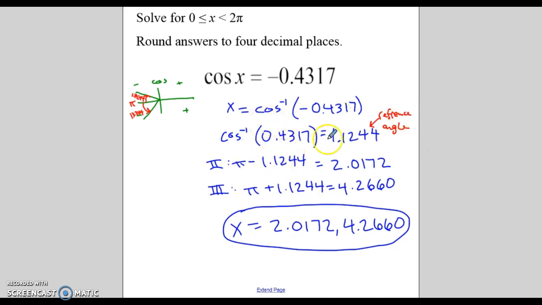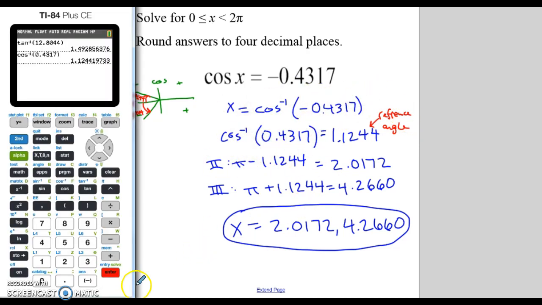Now, if you ignore my method and my instructions, you instead might do the following. You might just take your calculator and just leave the negative sign there. What happens when you do that?